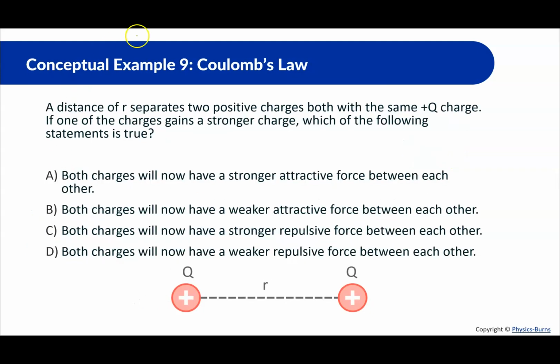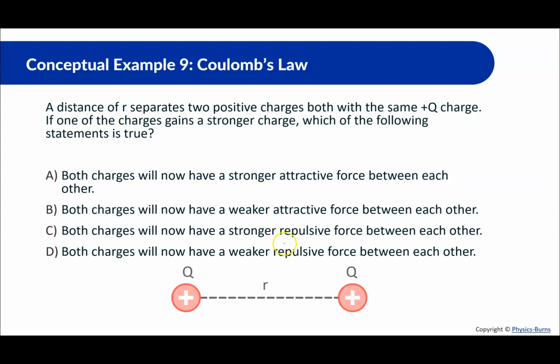A distance of r separates two positive charges, both with the same positive q charge. If one of the charges gains a stronger charge, which of the following statements is true? A, both charges will now have a stronger attractive force between each other. B, both charges will now have a weaker attractive force with each other. C, both charges will now have a stronger repulsive force between each other. And D, both charges will now have a weaker repulsive force between each other. Okay, pause it if you like.